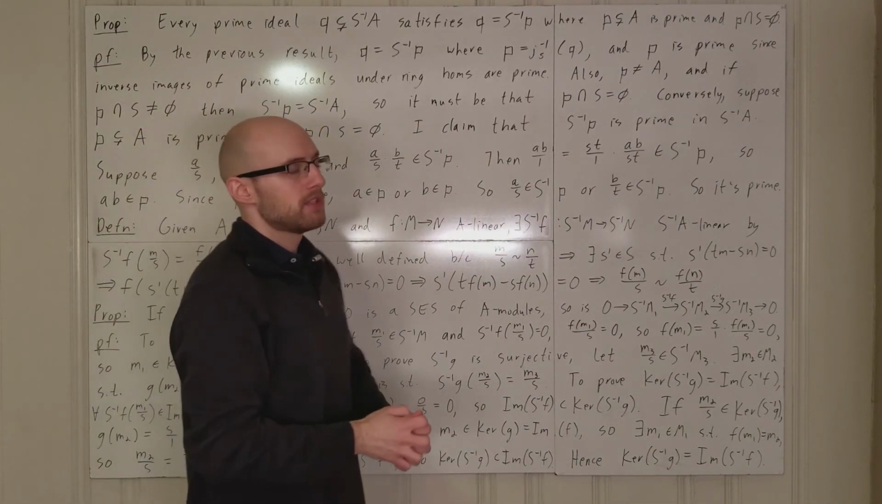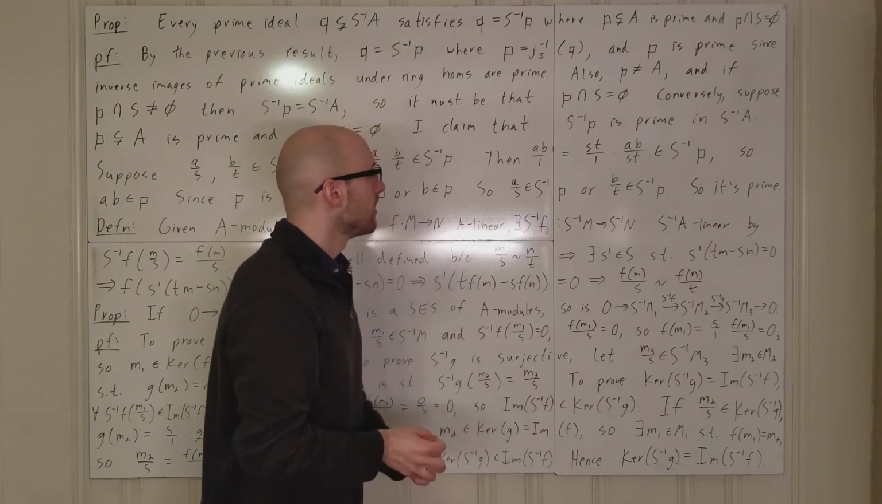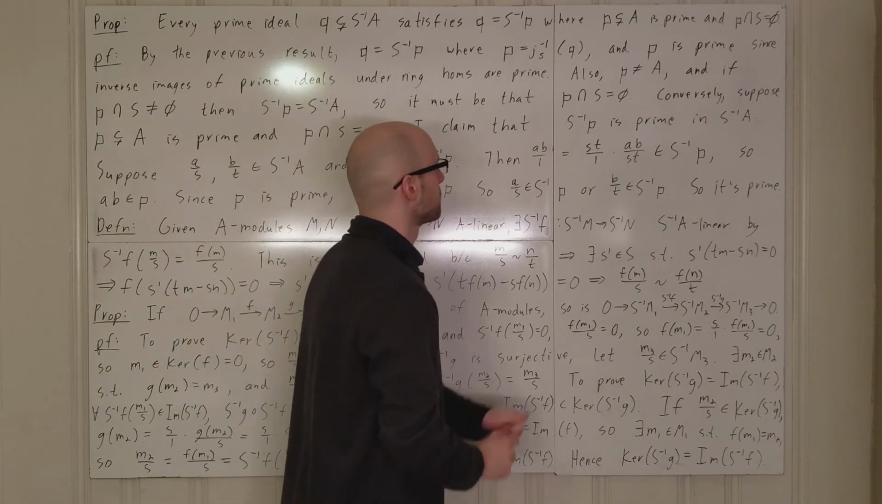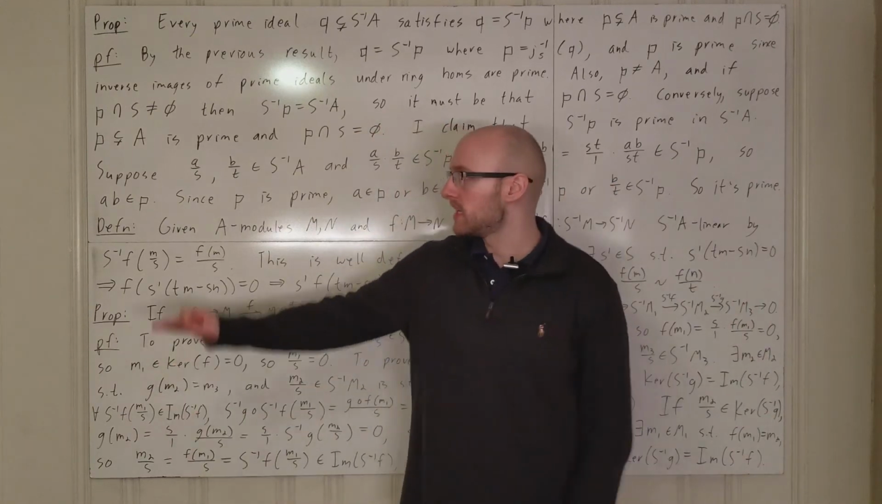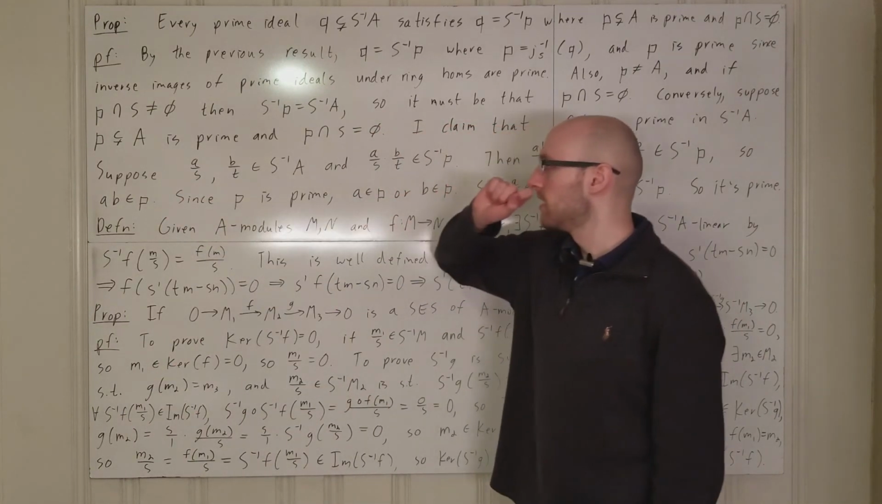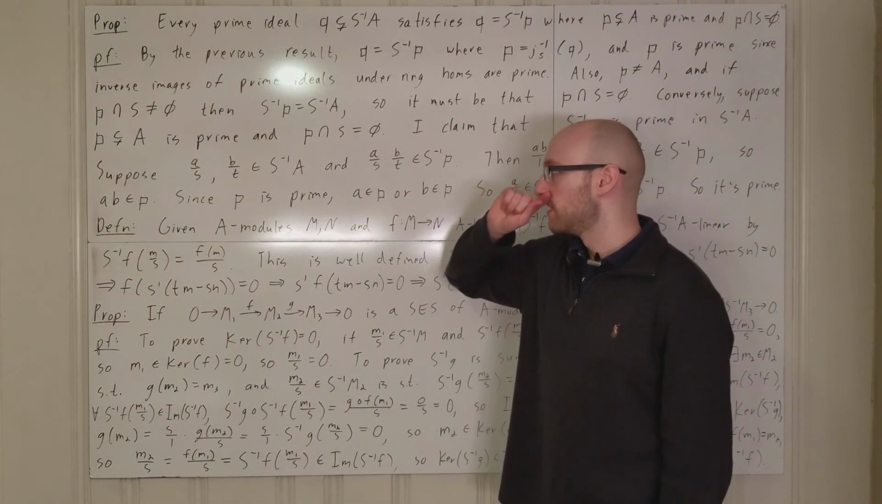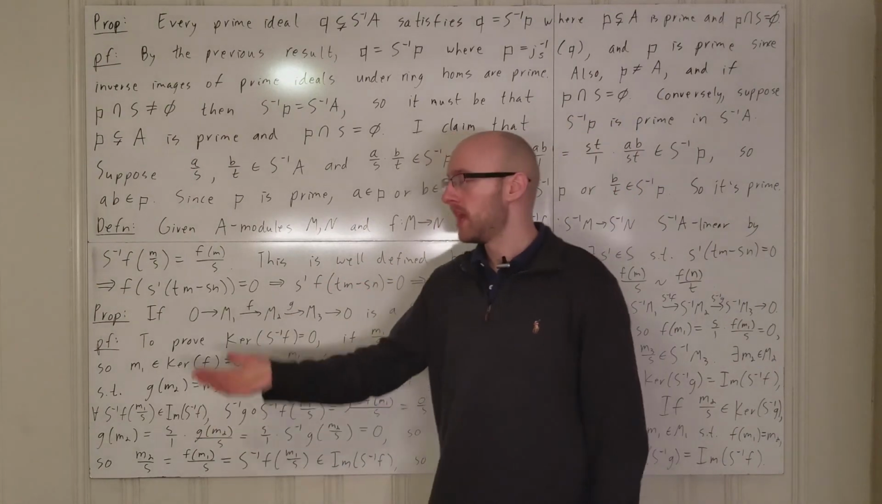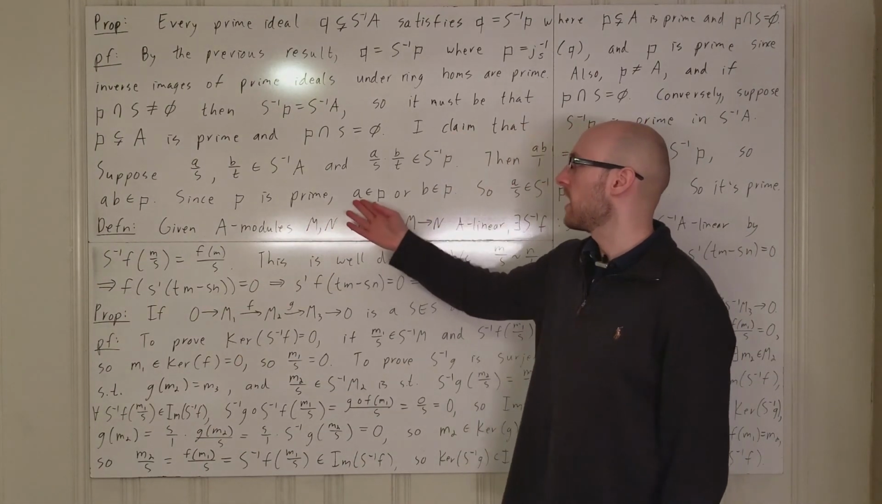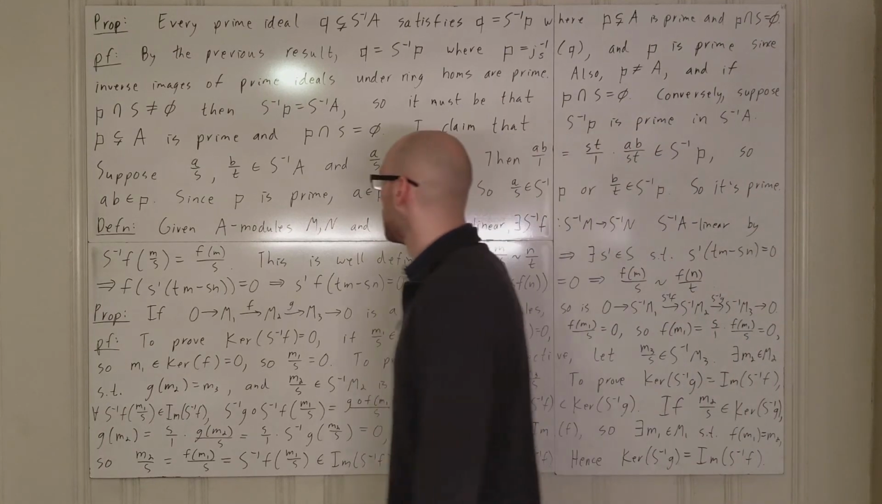But if you look back to how we defined S inverse P, this implies that A over B must be an element of P. So that's good, but we know that P is prime. And so then, since P is prime, either A is in P or B is in P.